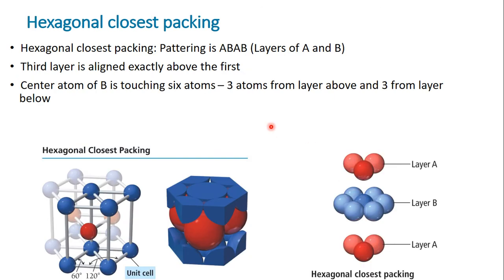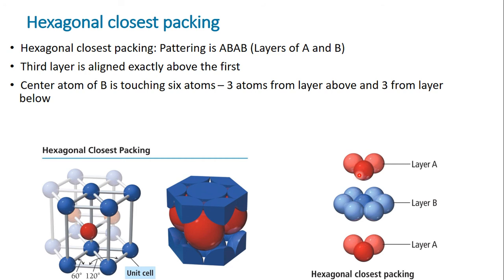Now for these closest packing unit cells, there are 2 different types we're going to look at. First is hexagonal closest packing. And here we have a pattern of A, B, A, B. So layer of A, then B, then A. And keep in mind, these are all the same atoms again. We're just arranging them differently in different layers.